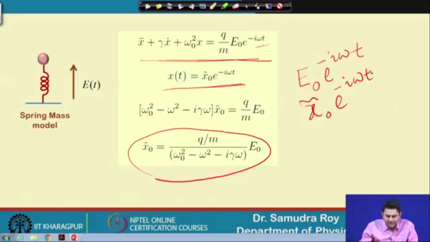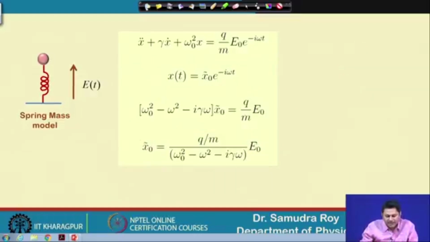If I do this calculation, this is nothing but the amplitude of this separation, and this amplitude can be represented in terms of the amplitude of the launched electric field E. Once we have the launched electric field E with the other terms, I have this kind of expression.